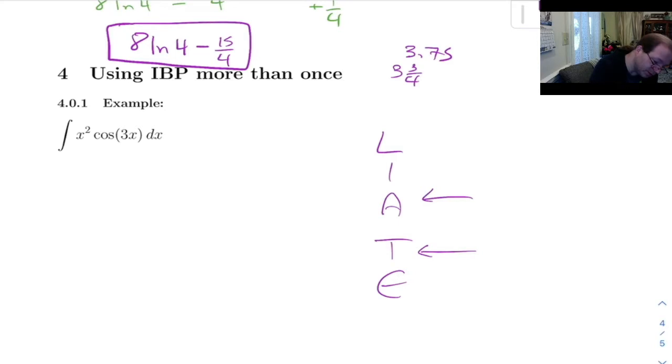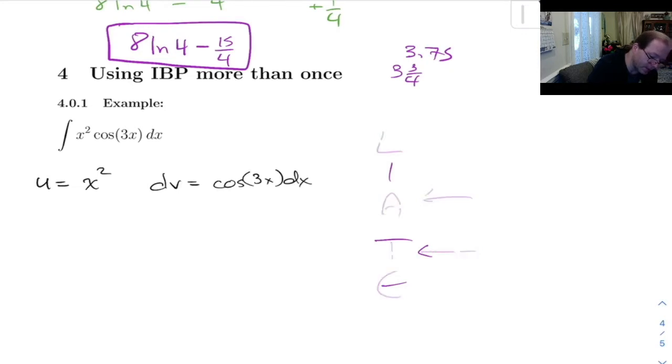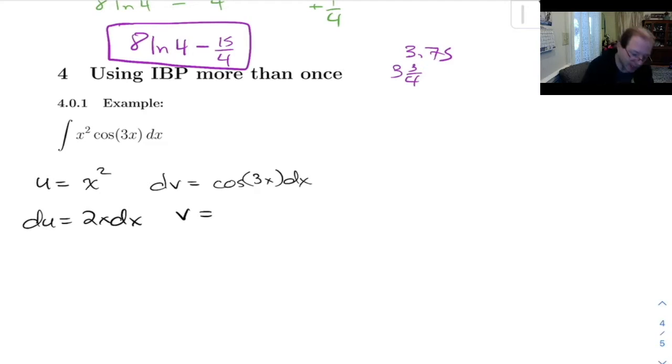So what we want to do is, let me switch back to black, let u equal the x squared, and then dv is going to be cosine 3x dx. All right, so let's do this. Du then is going to be 2x dx, and v is going to be, let's see, if you integrate cosine, you get positive sine. So this is going to be sine of 3x. But we have to divide by that 3, so we get a 1/3 there.